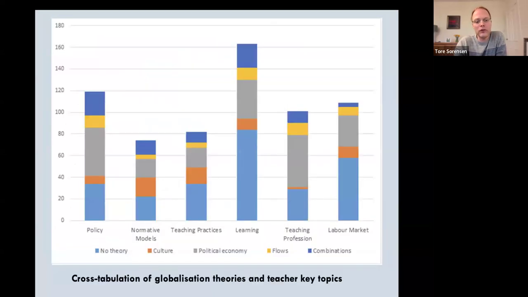We could also look into the use of theory in addressing different teacher key topics. But again, this goes into quite a lot of detail with the findings, and that is not really the objective of this talk. But yes, we could do this cross-tabulation of the use of globalization theory in addressing different topics related to teachers. You can read more about this in the article if you want to.